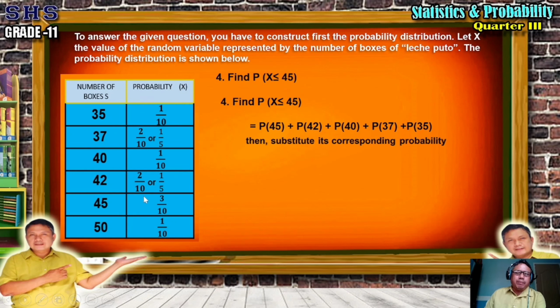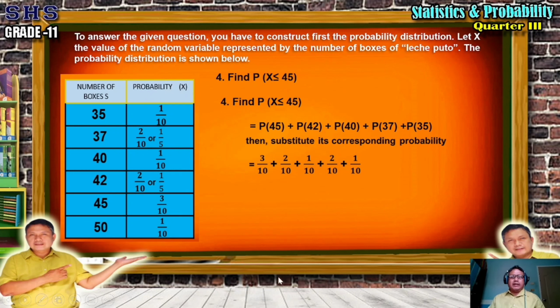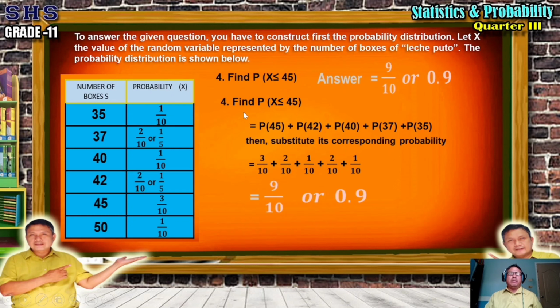Sa P of 45, we have 3/10. Sa ating P of 42, we have 2/10. Sa P of 40, we have 1/10. Sa P of 37, we have 2/10. And lastly, sa P of 35, we have 1/10. Now, ang gagawin, add. So, 3 plus 2, 5 plus 1, 6 plus 2 is 8 plus 1 is 9. Therefore, we have 9/10 or 0.9. This is the answer for number 4.